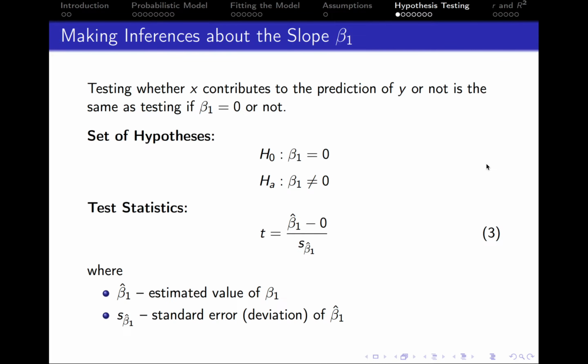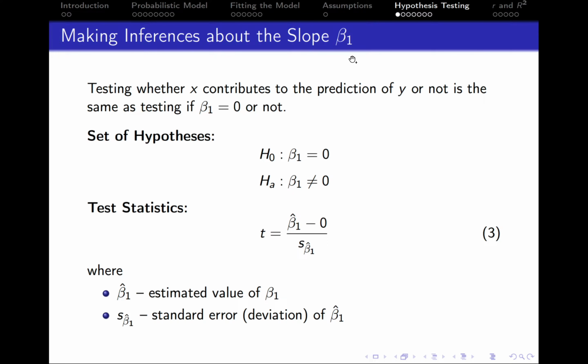When we estimate a simple linear regression model, what we would like to know is whether the independent variable x really contributes to the prediction of the dependent variable y. And this is the same as testing if beta 1, the slope coefficient, is equal to 0 or not. To do that, we will use hypothesis testing, the one that we are very much familiar with.